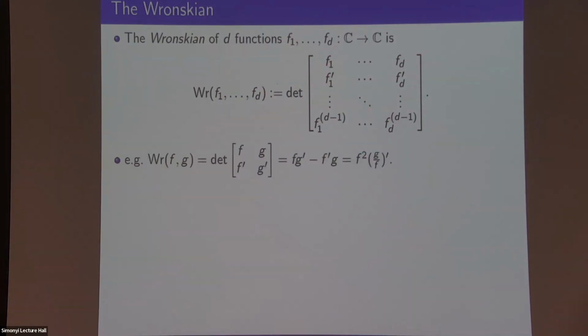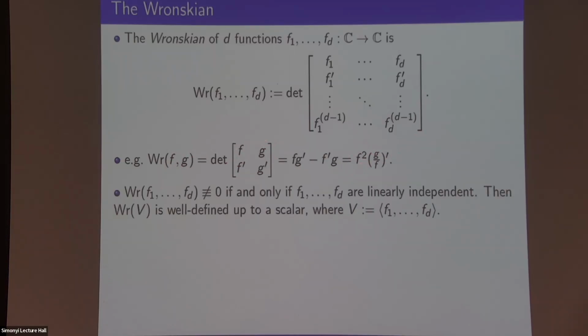If you haven't seen this before, I want to try to motivate why it's an interesting object. For example, the Wronskian of 2 functions f and g is this 2 by 2 determinant. And you get this thing which looks like the denominator in the quotient rule in calculus. Actually, it's f squared times the derivative of g over f. So the zeros of this Wronskian are telling you what the critical points of this rational function are.